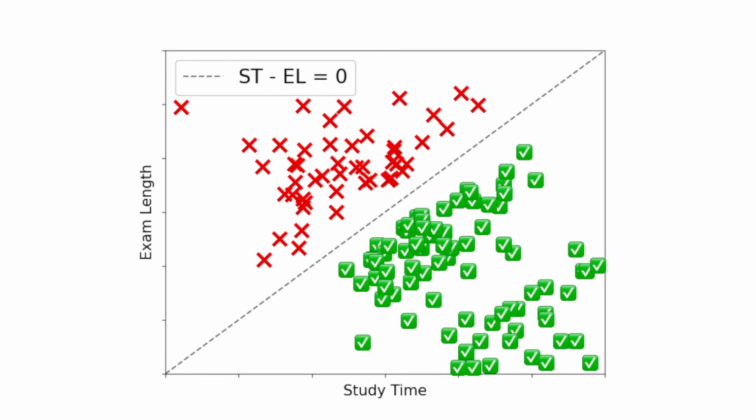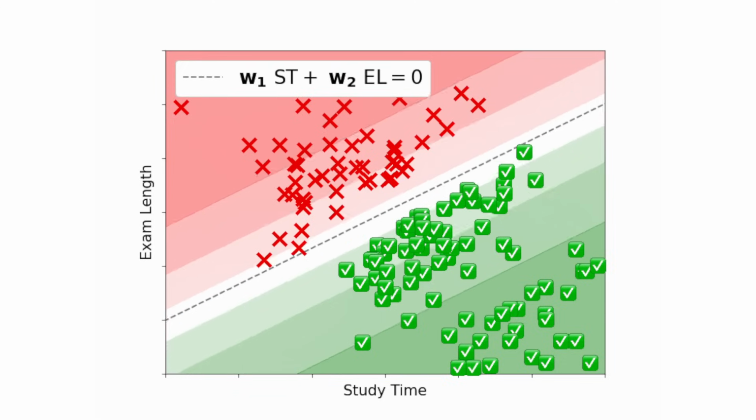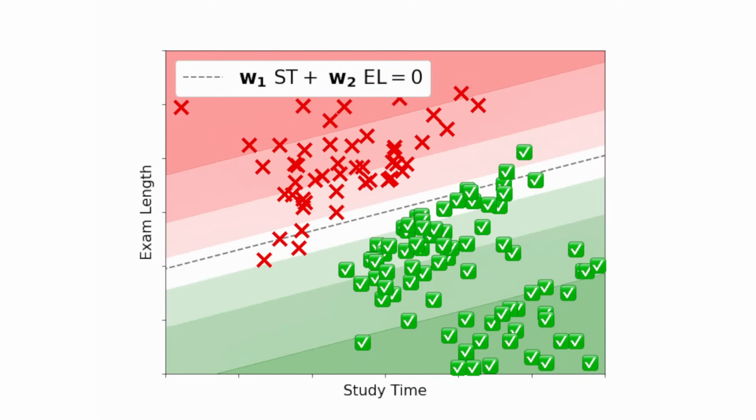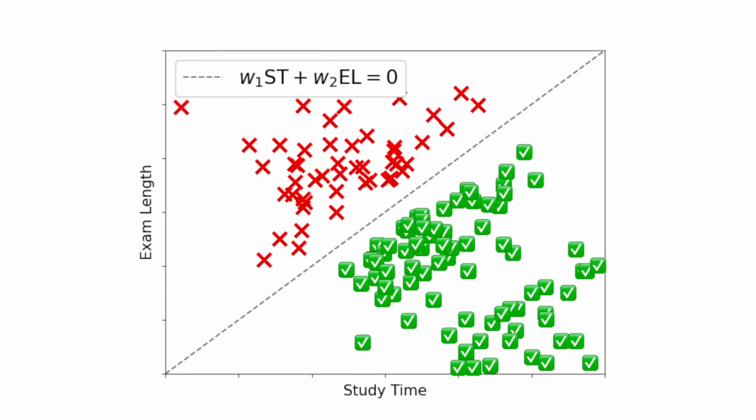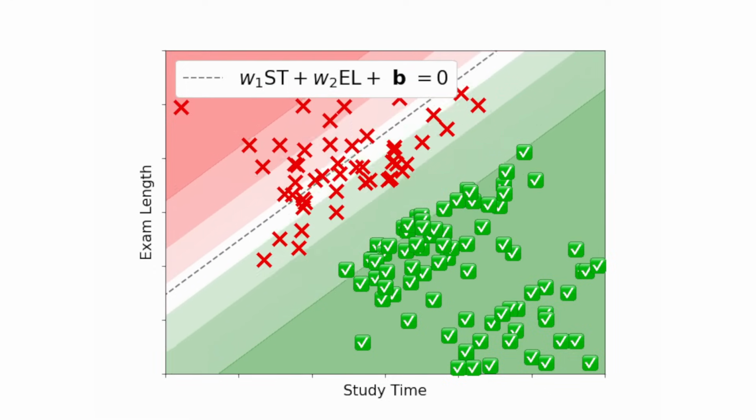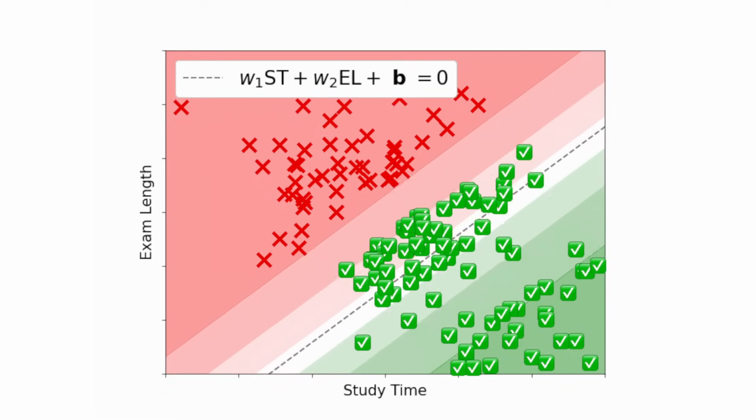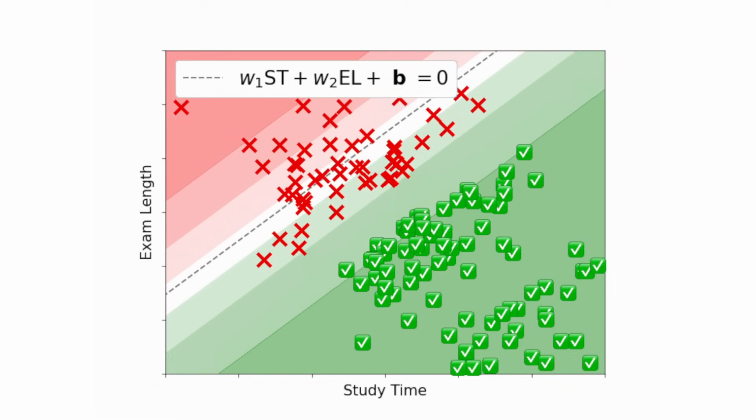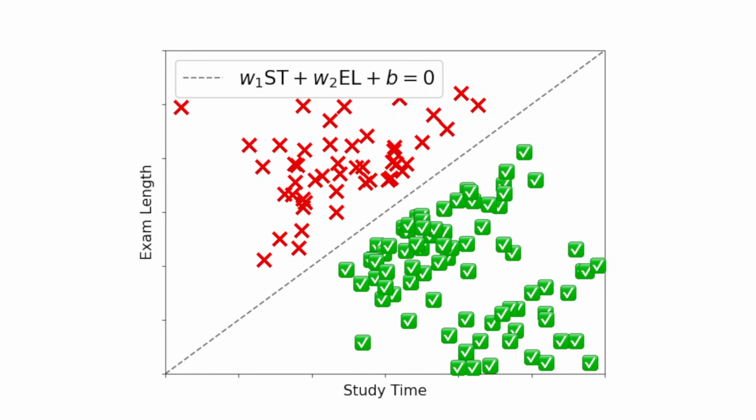But if we multiply study time and exam length by different values, let's call these W1 and W2 respectively, we can change the orientation of the line. By adding or subtracting a constant, let's call it b, we can shift the line. These three parameters, w1, w2, and b, completely determine the position of the line. So how do we find the right parameters of the line?